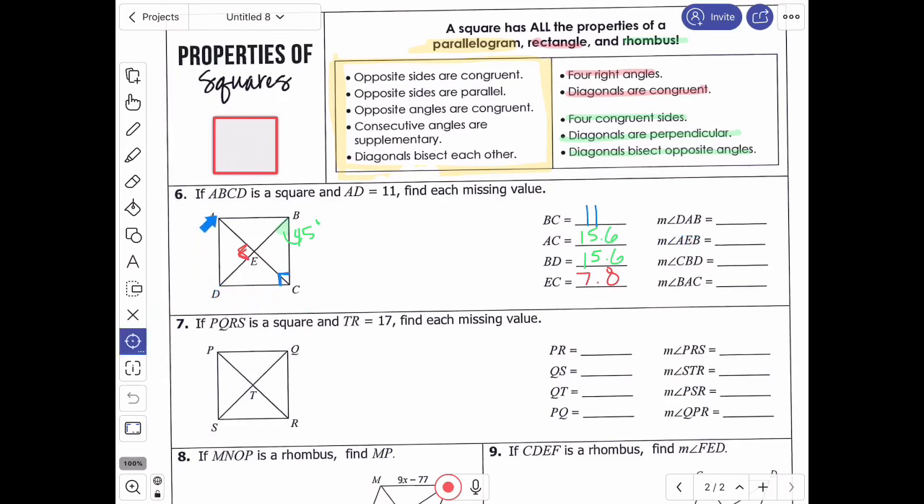DAB, that's just one of the right angles of the square, so that's 90 degrees. AEB, that would just be one of those 90-degree angles formed by the diagonals that are perpendicular.